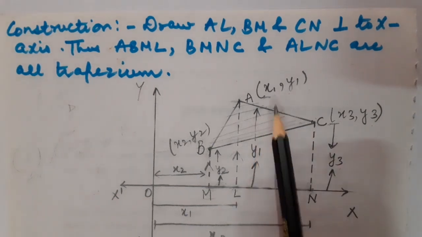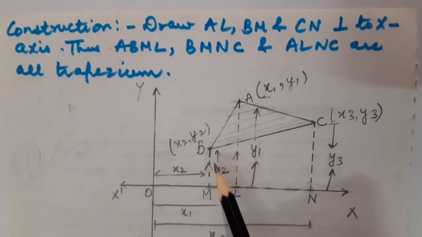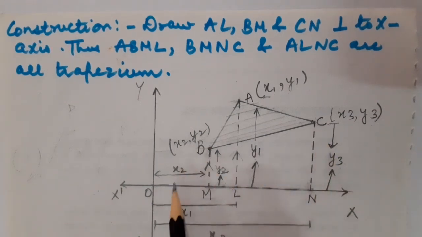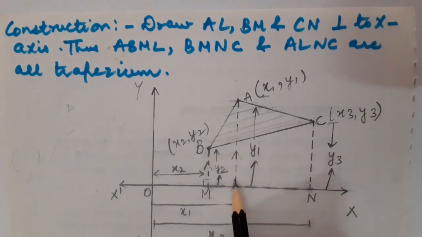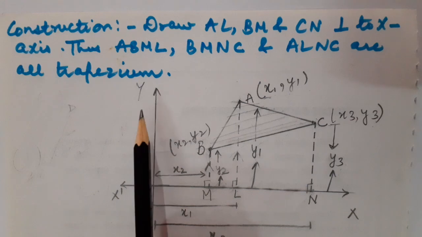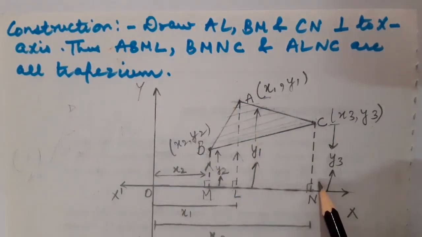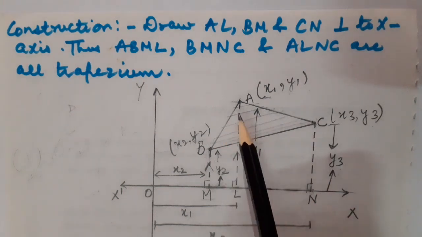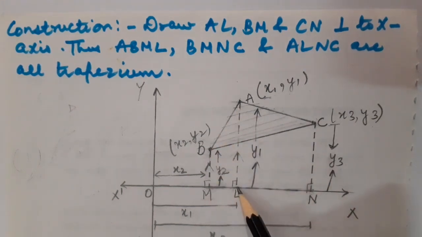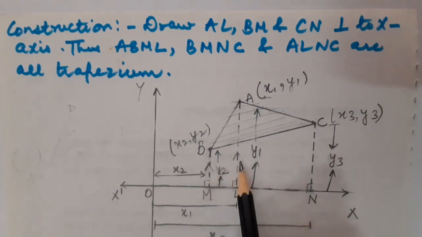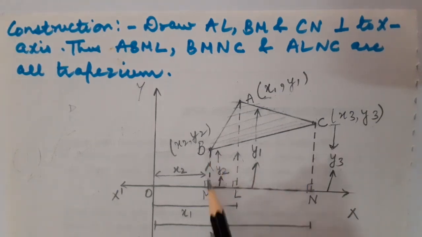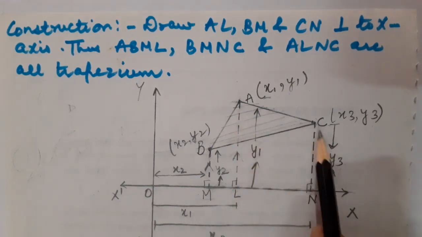So for that, children, I have done some construction also. What is the construction? Draw AL, BM and CN perpendicular on the x-axis, means from all the three vertices of the triangle, we are going to draw 3 perpendiculars. Correct, students? Okay. Now, when I draw these perpendiculars, you can observe one thing, that ABML has become a trapezium. There is a reason behind it. Basically, these perpendiculars were drawn in such a way that they are all parallel to each other. Means BM must be parallel to AL, AL must be parallel to CN. So we can say that BM is also parallel to CN.